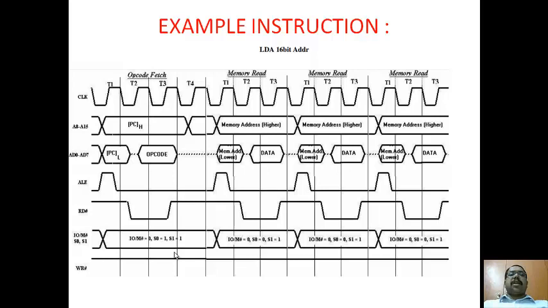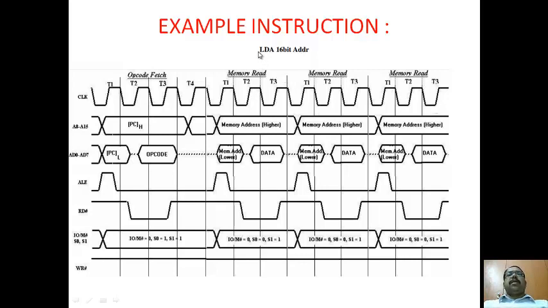Let us see two examples of instructions. First, let us see LDA with a 16-bit address. For this LDA you will have an opcode fetch. Then for the 16-bit address you will have memory reads, because that 16-bit address is written in two memory locations, the higher order of the address and then the lower of the address. Then you see what the instruction says: load the accumulator from the memory address. So it is again a memory read.